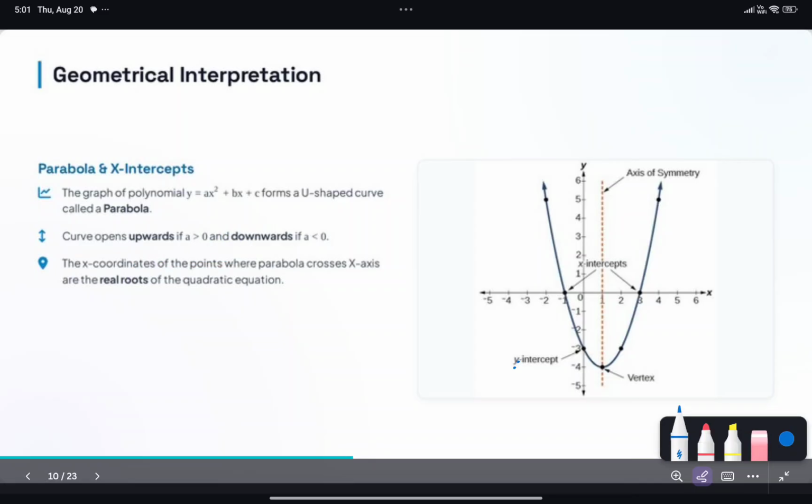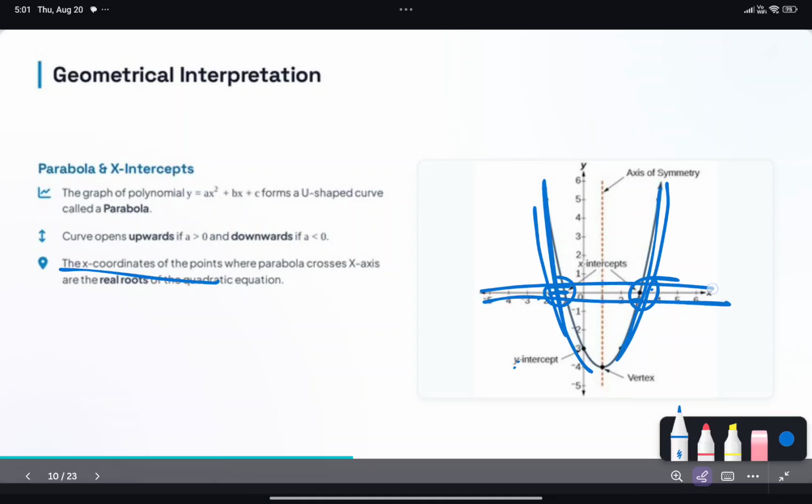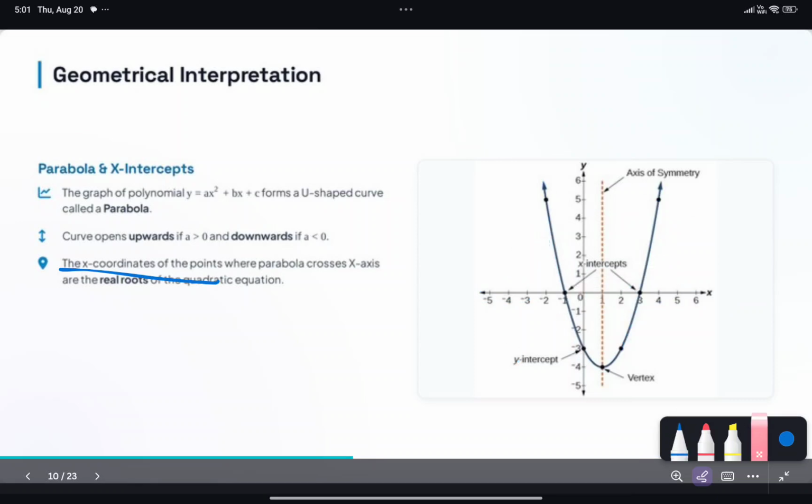The x coordinates of the points where the parabola crosses the x-axis are the real roots of the quadratic equation. This is the x-axis. These are the x coordinates, this one and this one, where the parabola crosses. These are the real roots of the given quadratic equation.